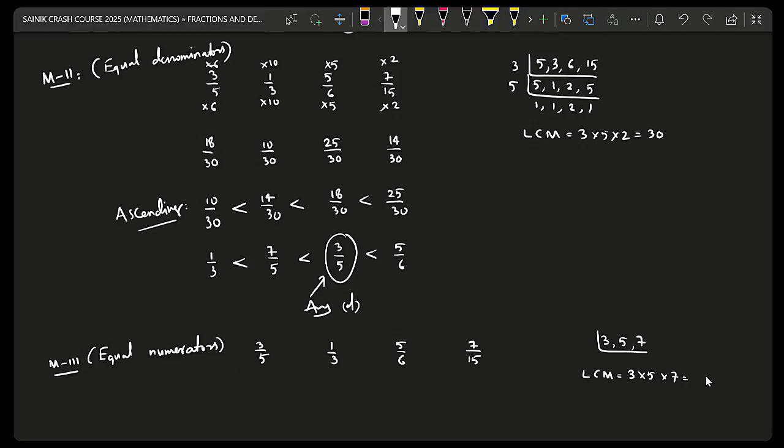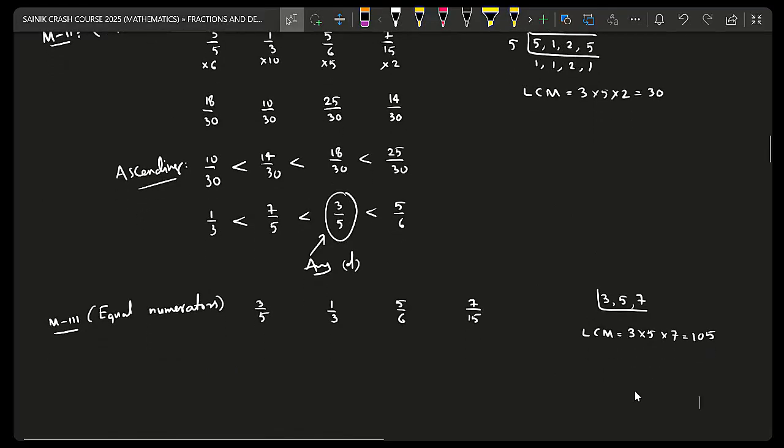3 fives are 15, and 15 sevens are 105. So I want to convert all the numerators to 105. Each numerator I want to convert into 105. So 3 we have to multiply by which number? If you don't know that answer, here is a clue for you: 3 into 5 into 7 is 105.